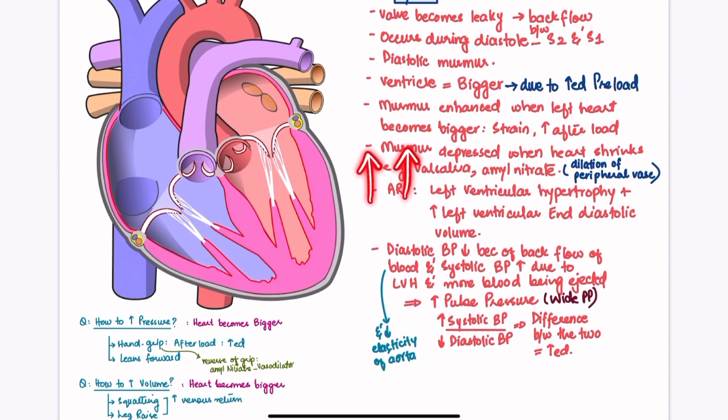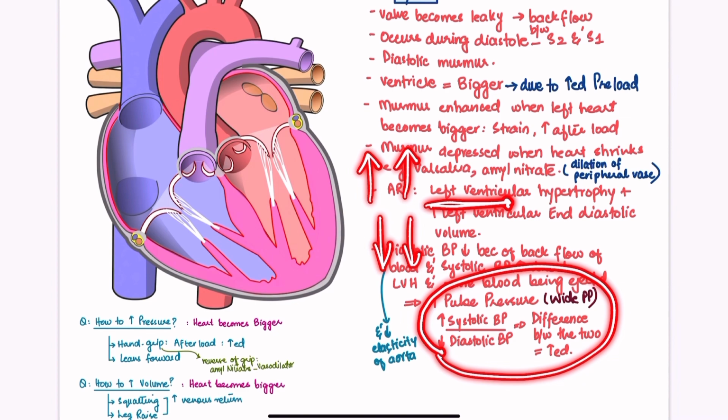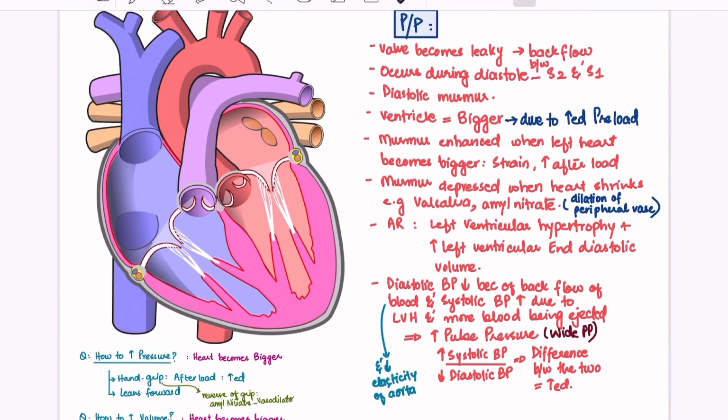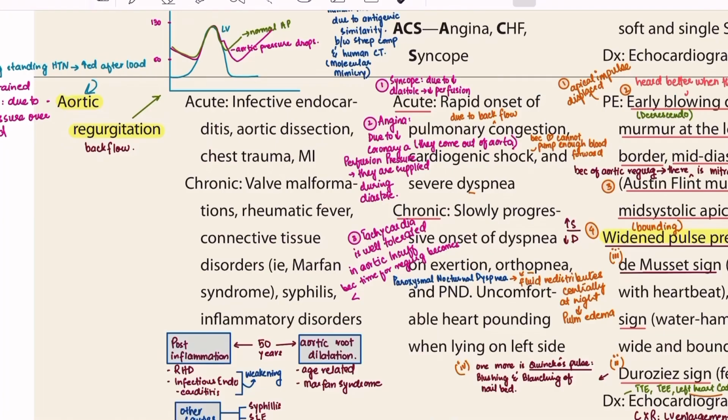Since the systolic blood pressure is increased and the diastolic blood pressure is decreased, that will cause a difference between the two, and this will result in an increased pulse pressure or wide pulse pressure. This was the pathophysiology behind aortic regurgitation. Now let's move on to the causes of aortic regurgitation.